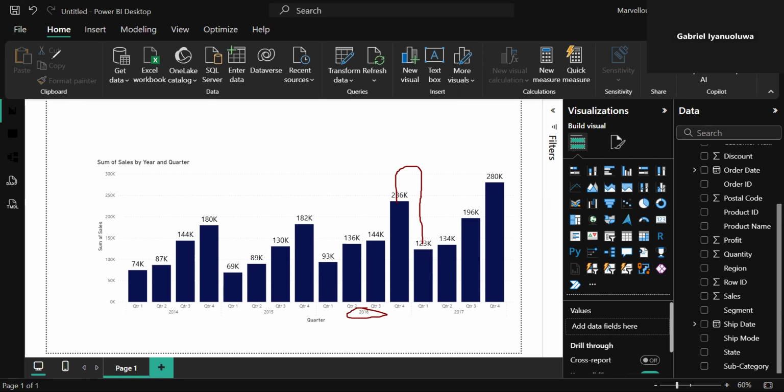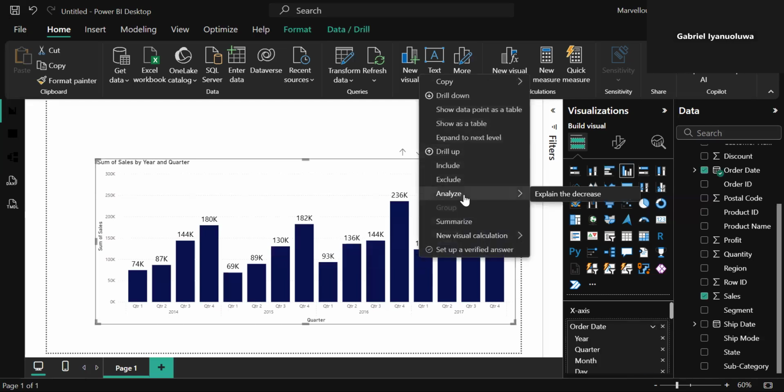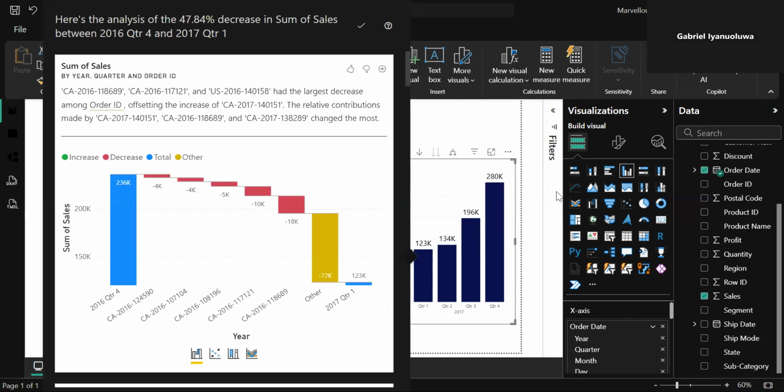So now let's do the findings. It is very important for us to check the reason behind this decrease. So now we click on this. When we click on this, then we work with those factors responsible for those metrics. Analyze, right click, and they will tell you to explain the decrease, explain the reason why we are having it. So then it will show us the analysis of the 47.48% decrease in sum of sales between 2016 quarter four and 2017 quarter one.